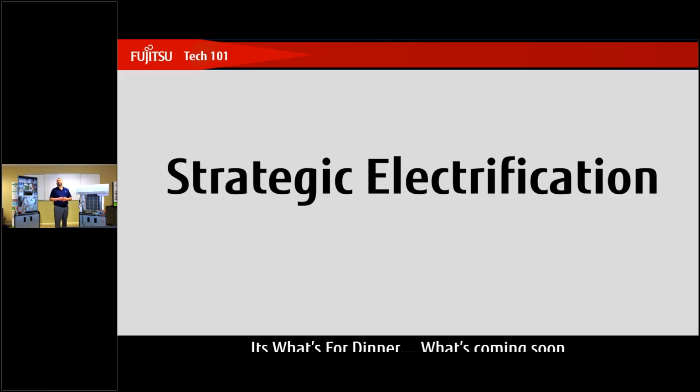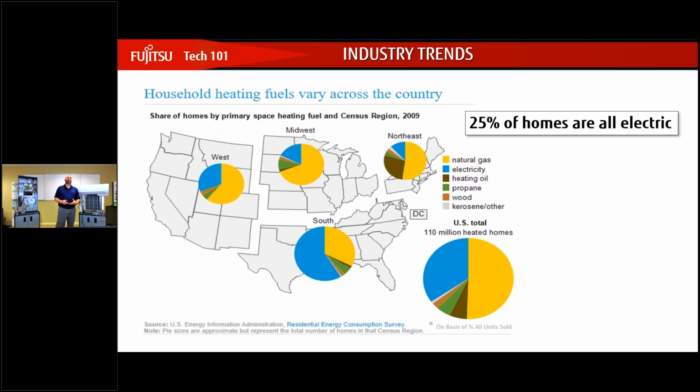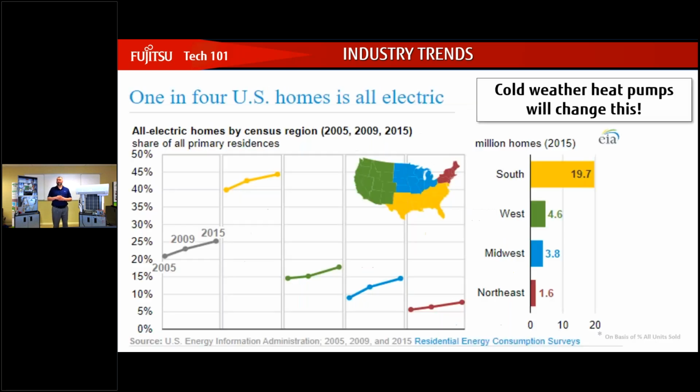So why Fujitsu mini splits? One of the main reasons, besides the convenience and the zoning, one of the main things that we're focusing on here in America and worldwide is strategic electrification. As you can see here from the charts, about 25% of homes are electric in America right now, and then they break it down by territory. You can see here in the Northeast, we are mostly in the natural gas range, but that's something that we could start to get away from as well.